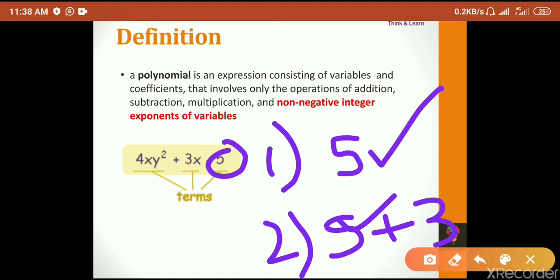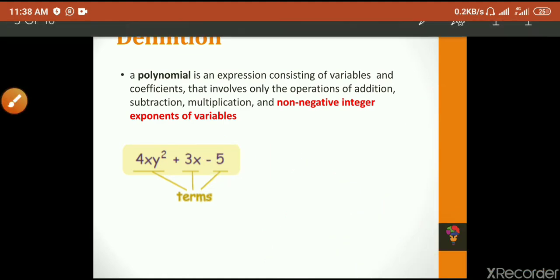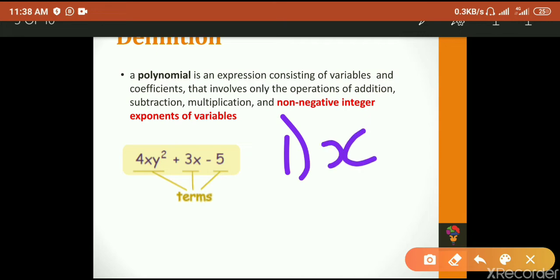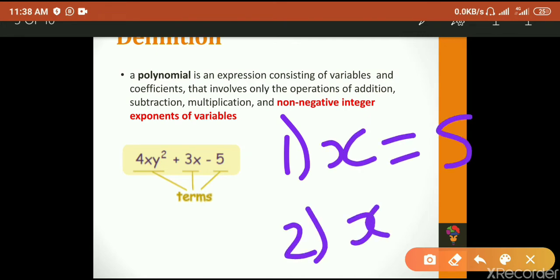Value of a number cannot change, but value of x, like in the first question, may be equal to 5, x equal to 5. In the second I can write x is equal to 3.